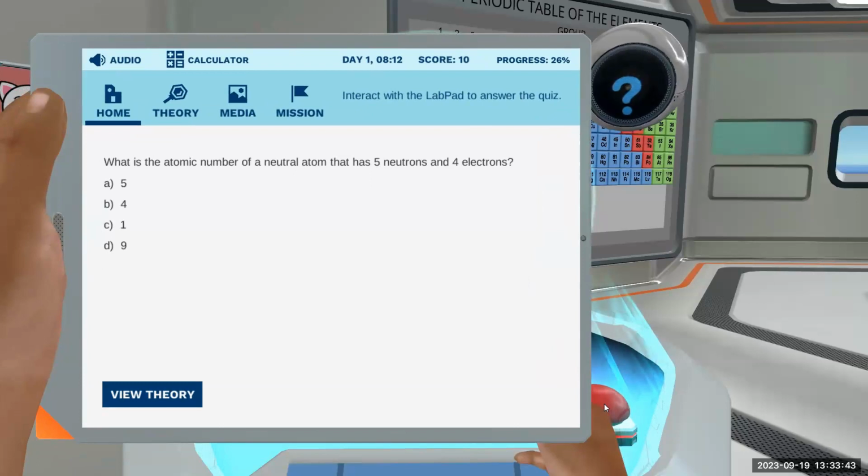What is the atomic number of a neutral atom that has 5 neutrons and 4 electrons? Option A, 5. Option B, 4. Option C, 1. Option D, 9. Atomic number of a neutral atom that has 5 neutrons and 4 electrons.